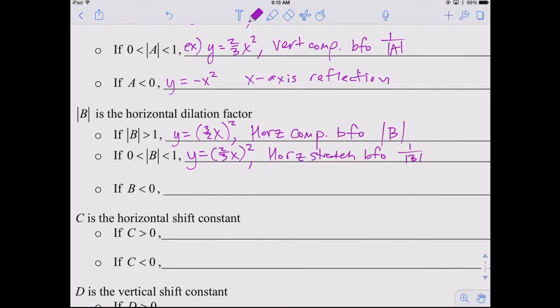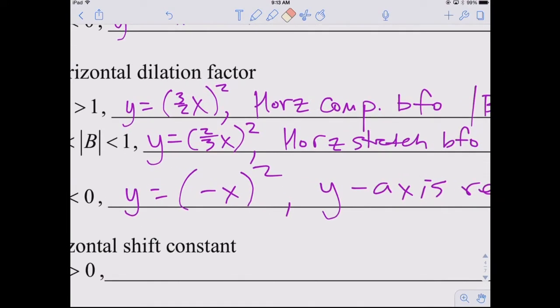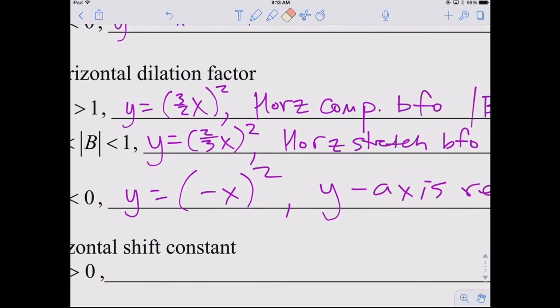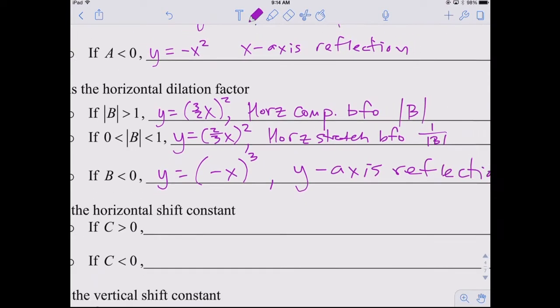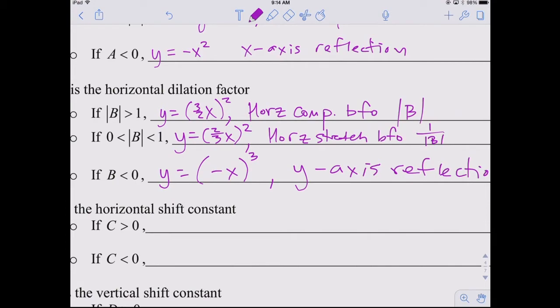And if B is less than 0, that's going to be something like this. If it's negative, it's going to be a y-axis reflection. Maybe this is a bad example because we saw that yesterday. If you reflect the graph of x squared across the y-axis, are you going to see any change? No, because it's already what type of function? Even. So maybe negative x cubed would be a better example.